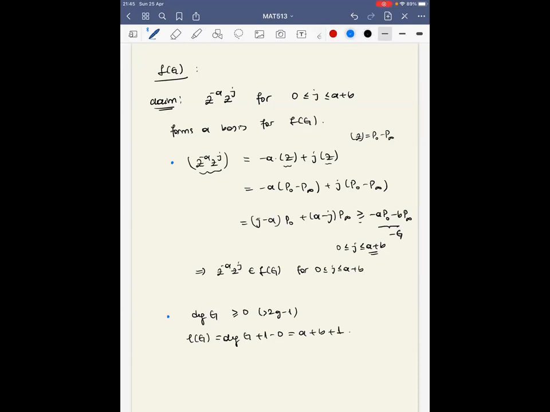Then, if we are able to see that these functions are also linearly independent over the base field Fq, actually it works in general, then we can claim that the total number of linearly independent elements is a plus 1 plus b, and that these functions form a basis for the Riemann-Roch space L of G.